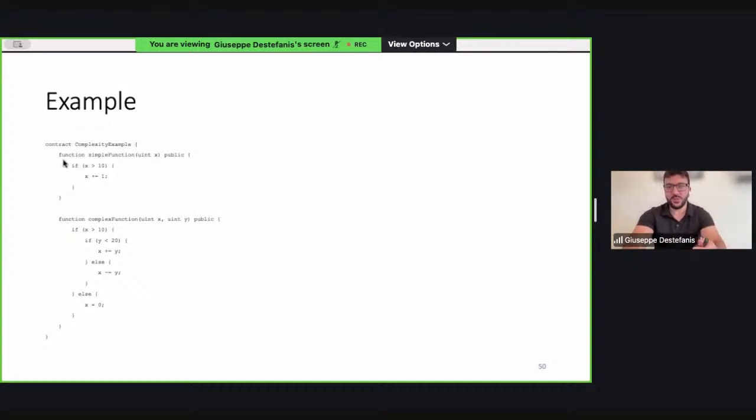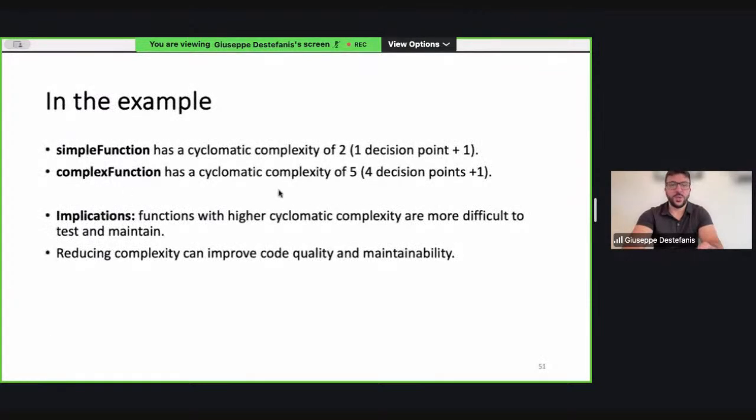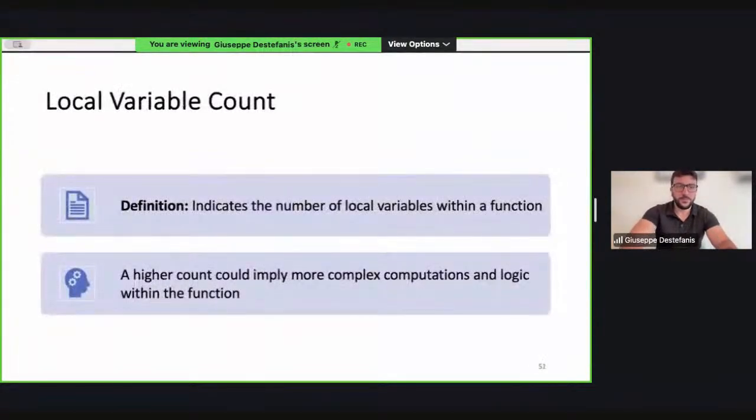Then there is the conditional expression plus 1. Here I enter the function 1 by default, and then the 4 point that I have. So here, complex function, higher cyclomatic complexity. And again, if the cyclomatic complexity is higher, these functions are more difficult to maintain.